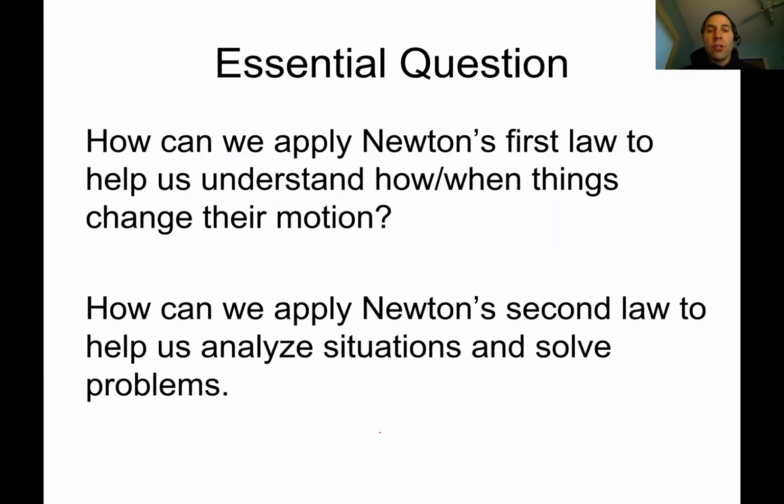Okay, so that's it. Hopefully you have learned how to apply Newton's first law to help us understand how and when things change their motion, and you can apply Newton's second law to help you analyze situations and solve problems.